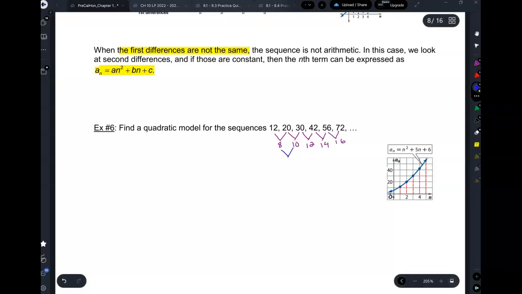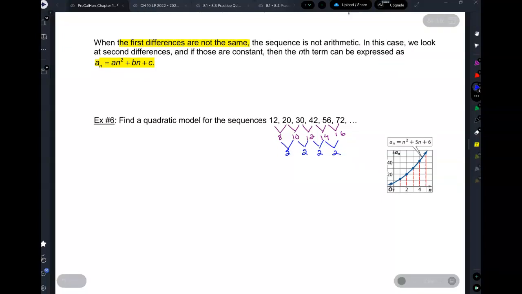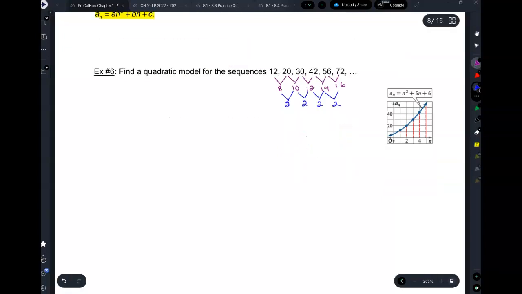What about the second differences? How much is that? 2, 2, 2, and 2. So do you see how the second differences are the same? Okay, when the second differences are the same, then this pattern follows a quadratic model. So we have to write an equation now for that quadratic model. This is similar to what we did before with the parabolas in the matrix chapter.